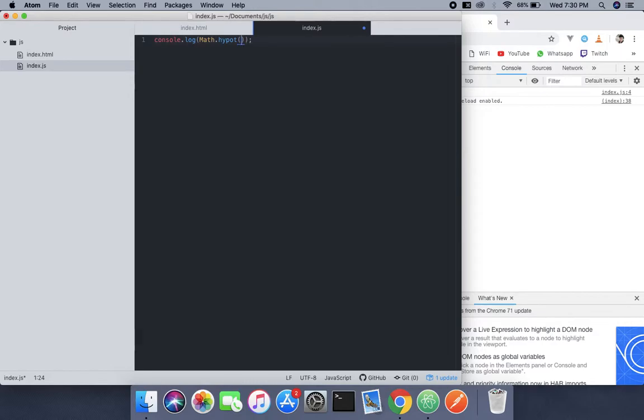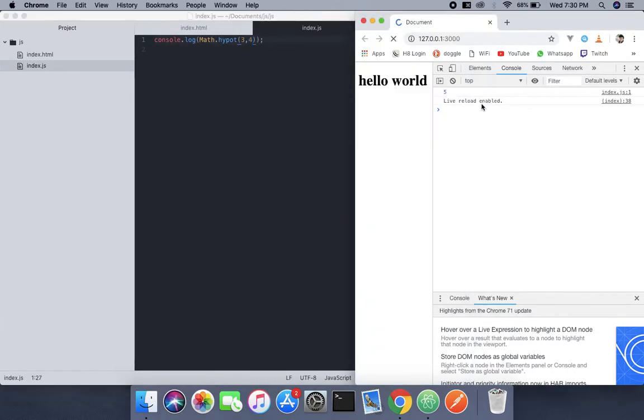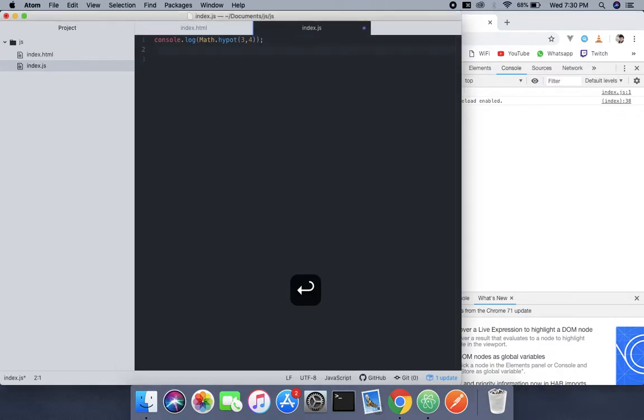Like if we do 3 comma 4, it's going to say 5. 3 squared plus 4 squared: 3 squared is 9, and 4 squared is 16, and if we add them, the answer will be 25. And if we find the root of it, it's going to say 5.